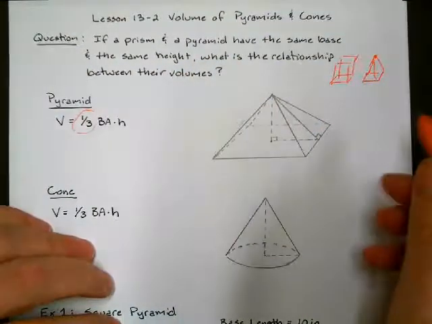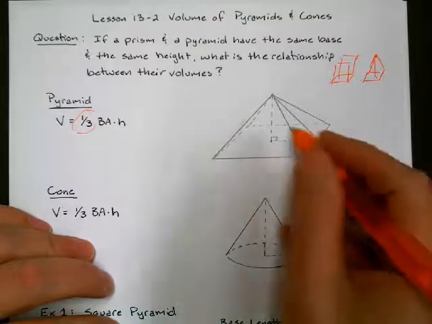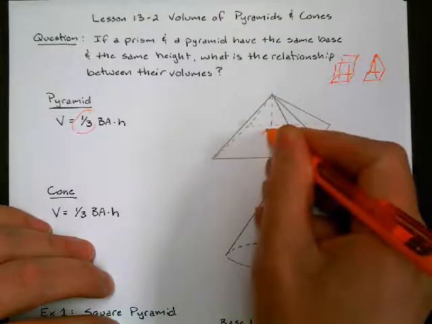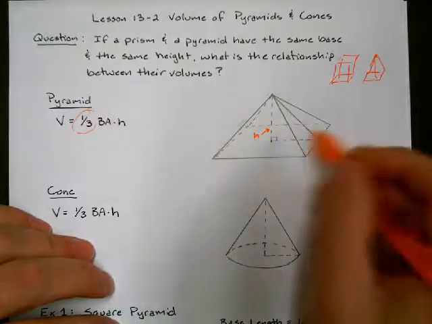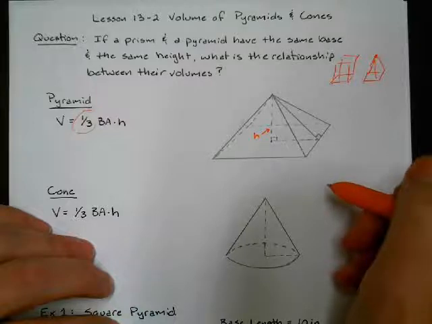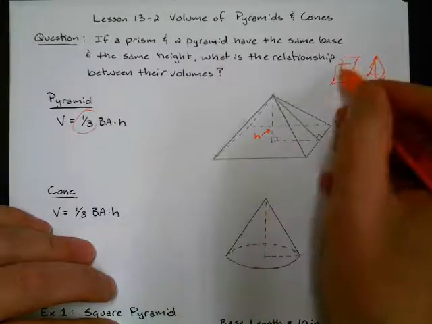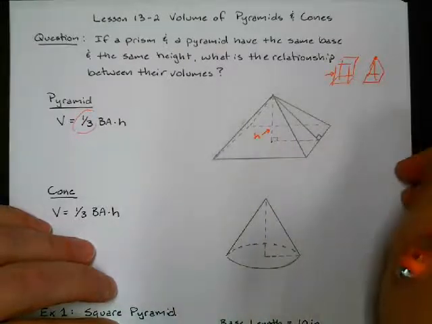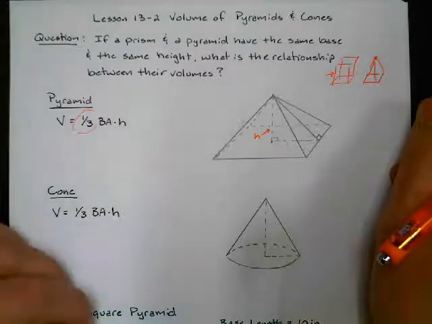Okay, there's a couple things that we need to look at. When we've got height, height is always perpendicular to the base. So wherever we measure height, it has to be perpendicular to the base. So the height of a pyramid is inside the shape, whereas the height on a prism was outside of the shape, on the edge of the shape.